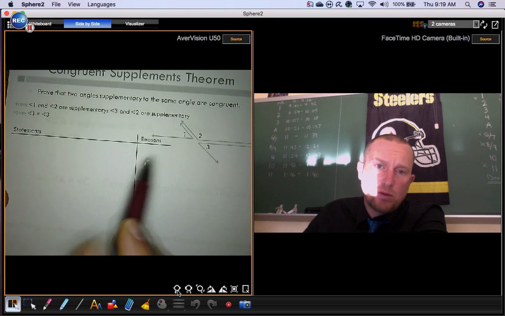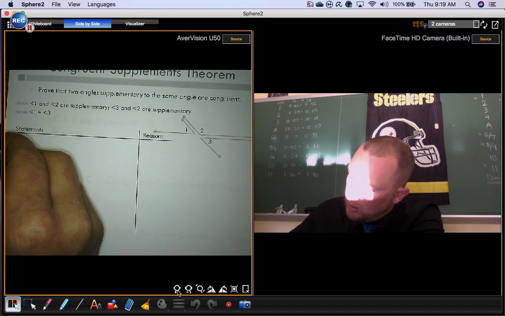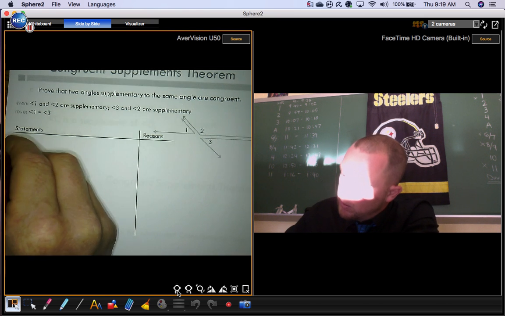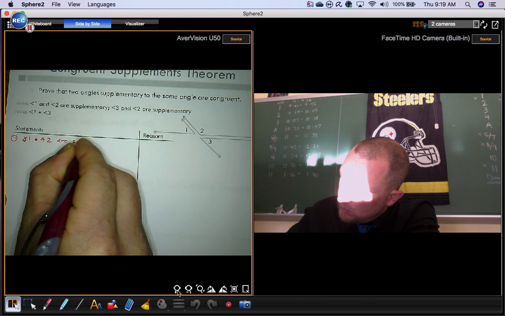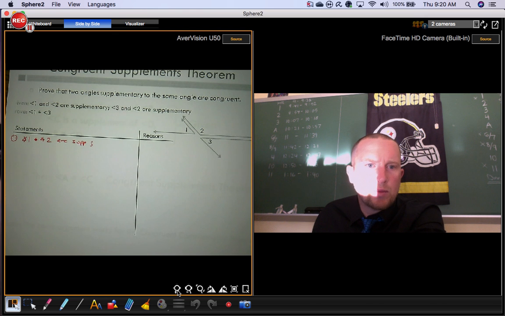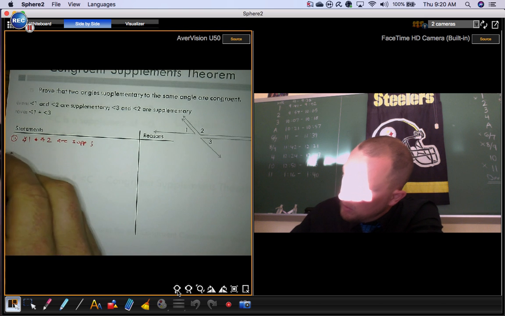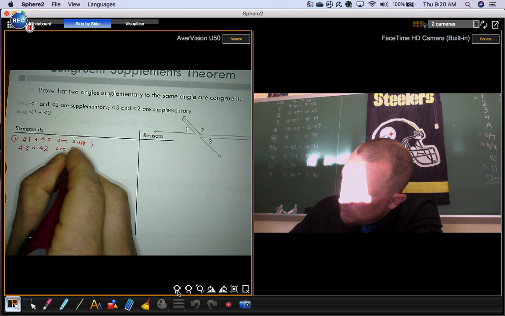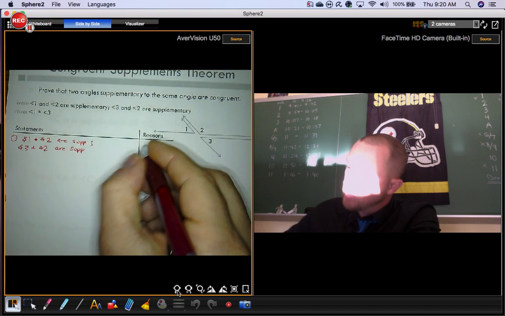Now, we kind of walked through it on that last slide. You should believe it at this point. So that's always step one, is believe it. The next thing you do is you start proving it. So we're going to state our given. Angle 1 and angle 2 are sup. That just means supplementary. It's an abbreviation. Angle 3 and angle 2 are sup, or supplementary. That's given.